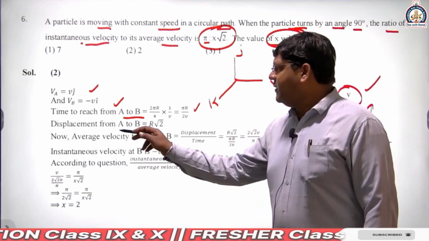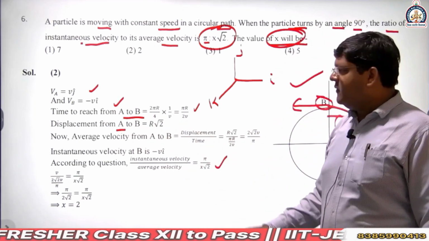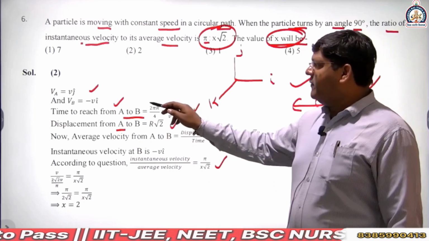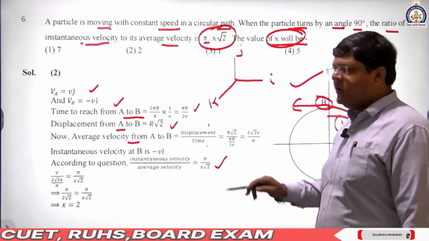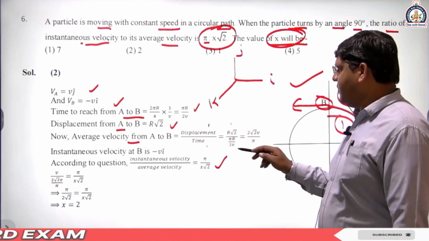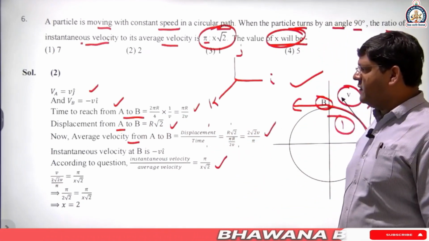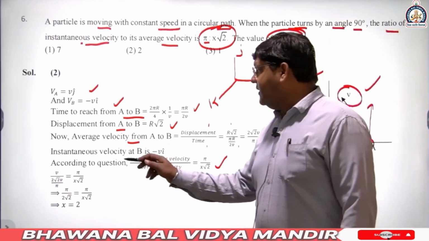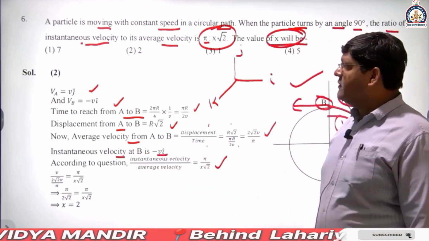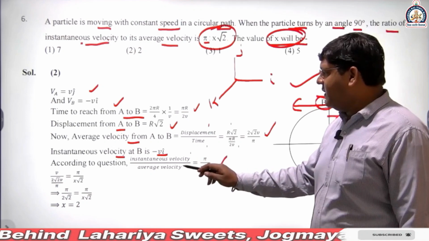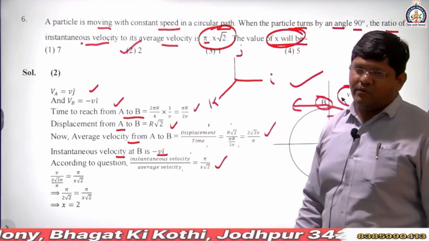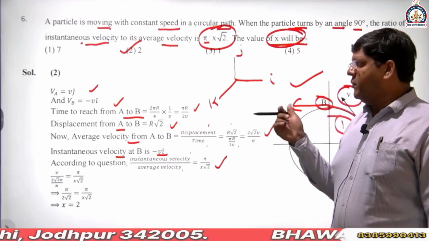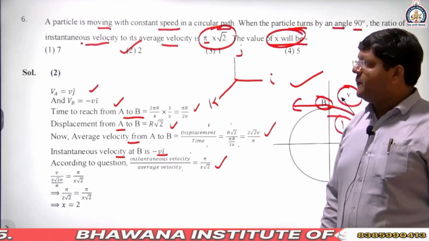Now, displacement from A to B is given as r root 2. Time we have calculated, displacement we have calculated. Average velocity is displacement upon time. Putting the values of displacement and time, we get the average velocity. The instantaneous velocity is minus Vi. Putting the value of instantaneous upon average and solving for x, we get x equal to 2. This is a good question based simply on the formula and the application of the formula.